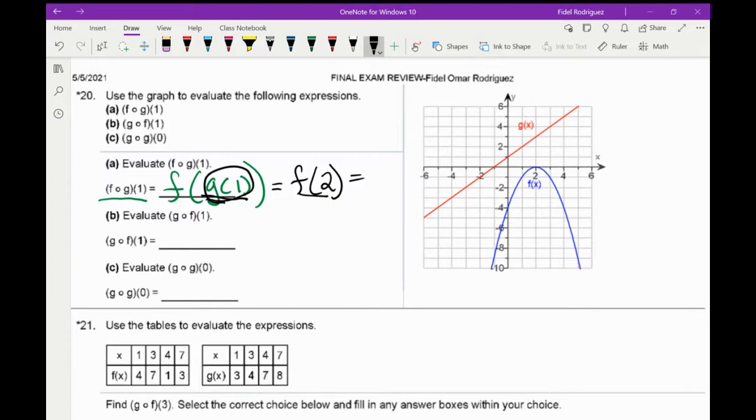So f of 2 means we're going to cruise along the x-axis until x equals 2. And then we want to figure out what's the value of f. Well, if you notice, we're already hitting f right there. So that number happens to be 0.